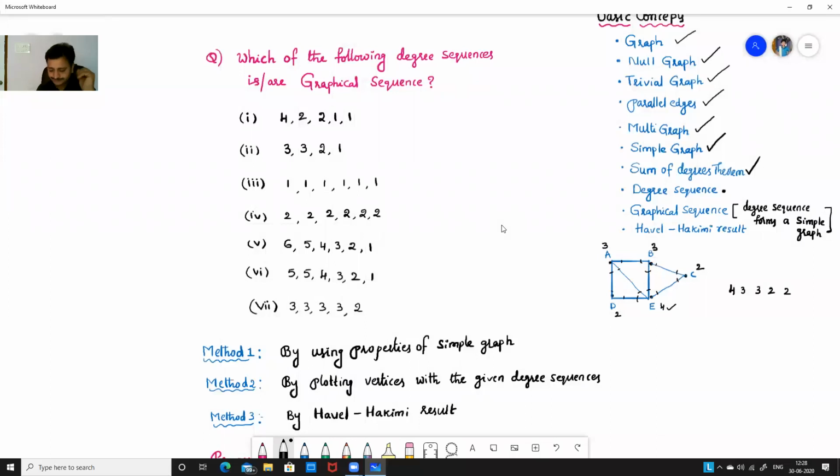Now look at the first problem. They provide 4, 2, 2, 1, 1. So the total number of vertices is 5. Therefore, the max degree of any vertex must be 4 only. That is the first property, right?